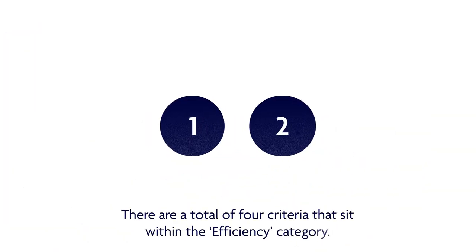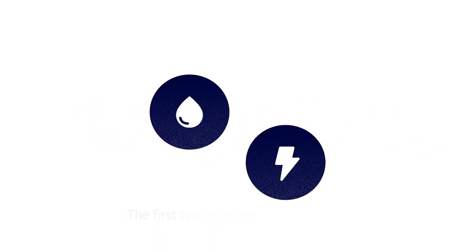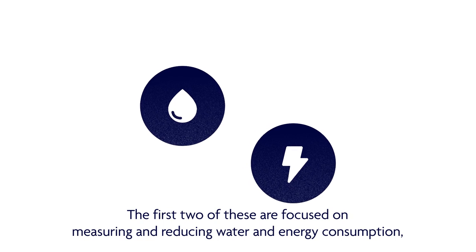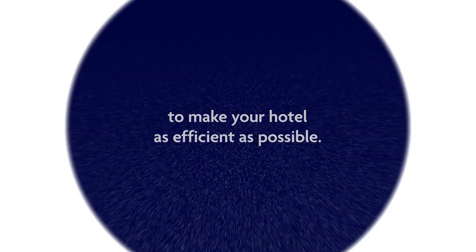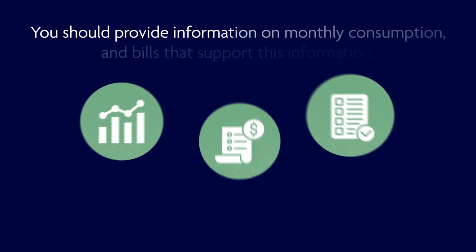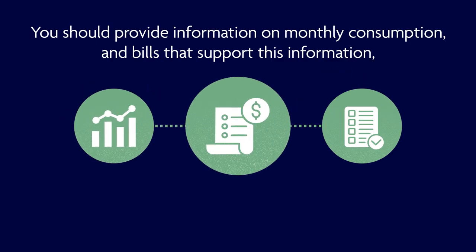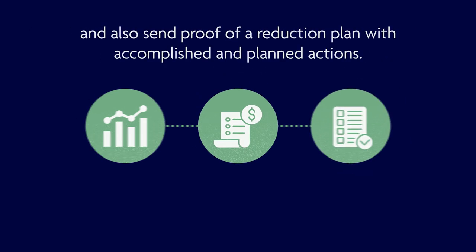There are a total of four criteria that sit within the efficiency category. The first two of these are focused on measuring and reducing water and energy consumption to make your hotel as efficient as possible. Providing evidence to fulfill these is threefold. You should provide information on monthly consumption, bills that support this information, and also send proof of a reduction plan with accomplished and planned actions.